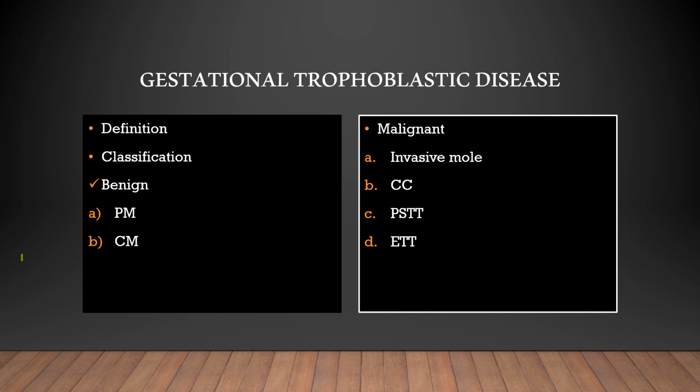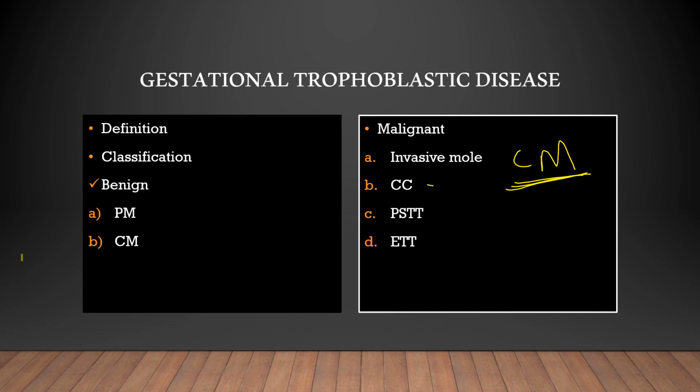So let's discuss invasive mole, choriocarcinoma, placental site trophoblastic tumor, and epithelioid cell tumor, which are the malignant counterparts of gestational trophoblastic disease. Invasive mole most commonly arises from the complete mole. Invasive mole always arises from the complete mole. It has a tendency to penetrate the uterine myometrium, but is less likely to have distant metastasis.